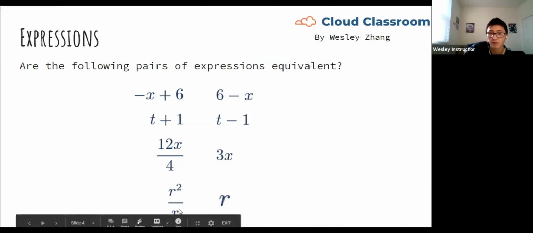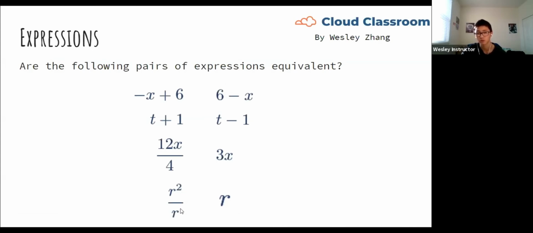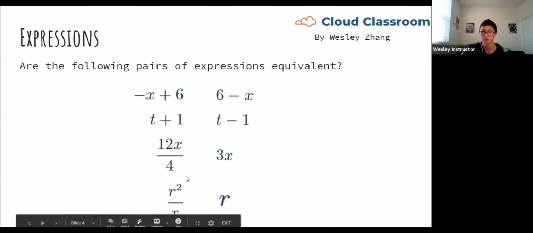r squared divided by r, and r. If you remember from the exponent rules, when we divide powers, when we divide exponents, we're actually subtracting them. So 2 minus 1, r becomes r to the 1, which is r. So these are equivalent, although they will not be equivalent if r is 0. That's actually the one place where these are not equivalent.